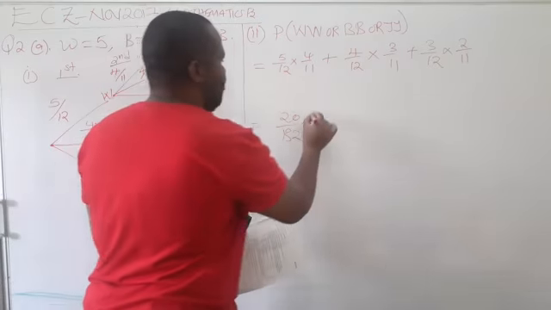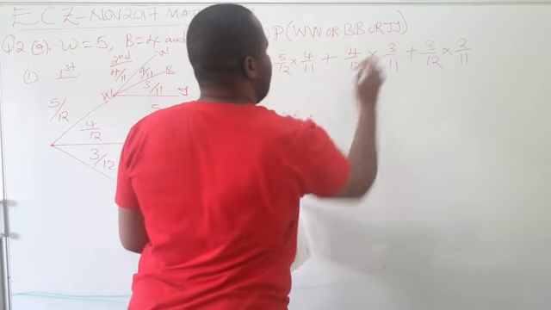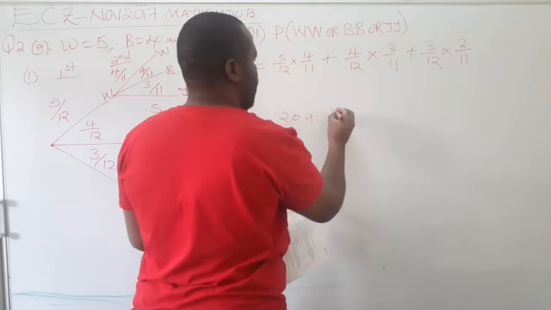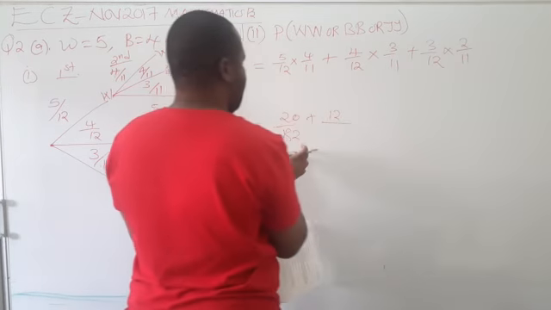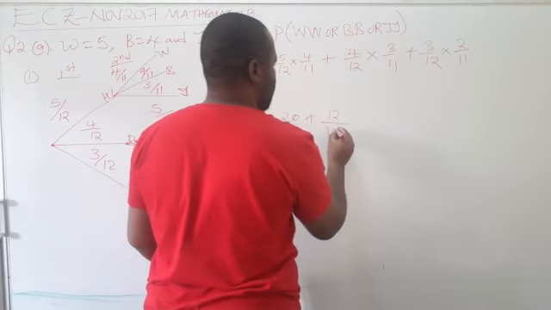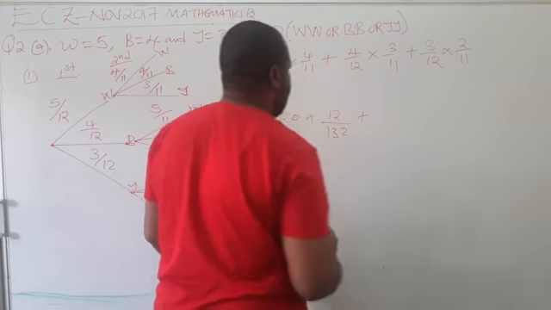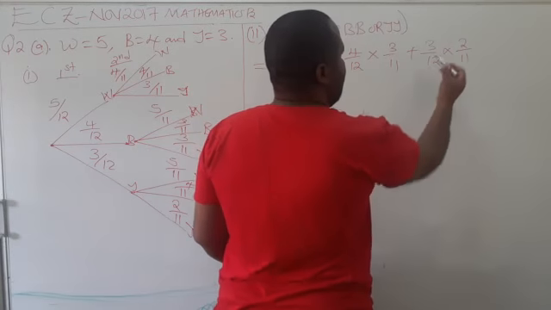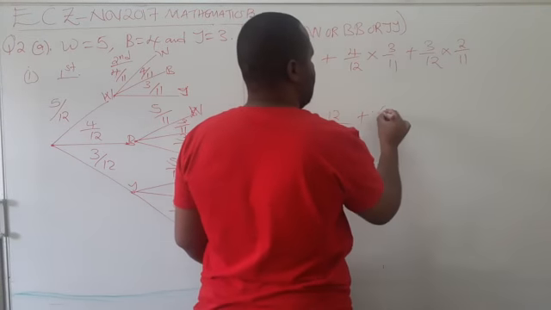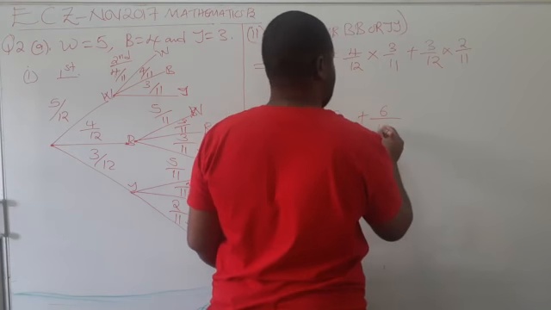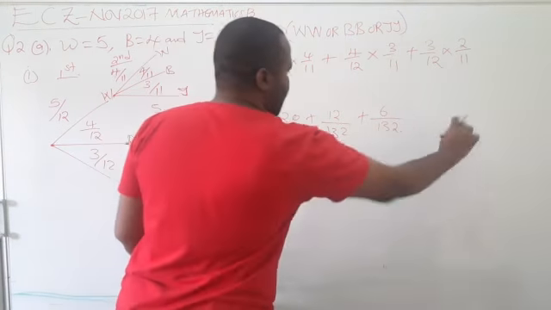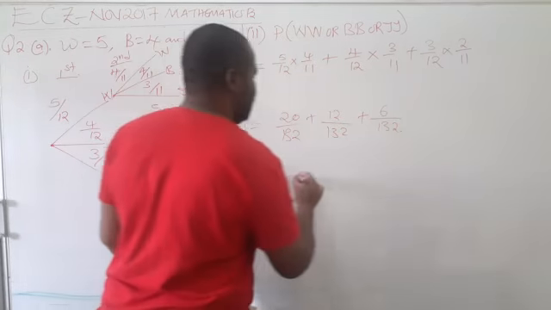Then plus, the next one is this by that. That is 4 by 3, you have got 12. Then this by that you have already multiplied here, so you have got 132. Plus, you may not need to reduce, you can reduce at the end. Then again, this by that you have got 6 over 132. Because the denominator is 132 throughout, you can maintain it.